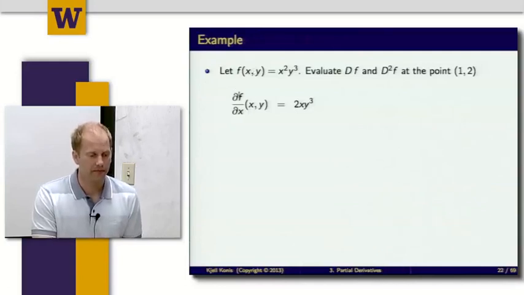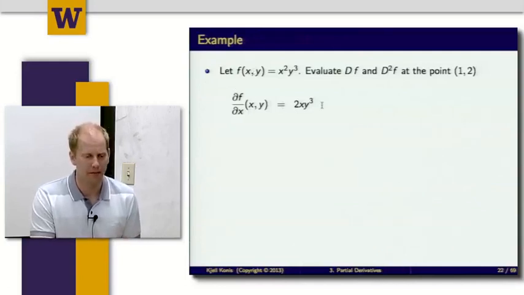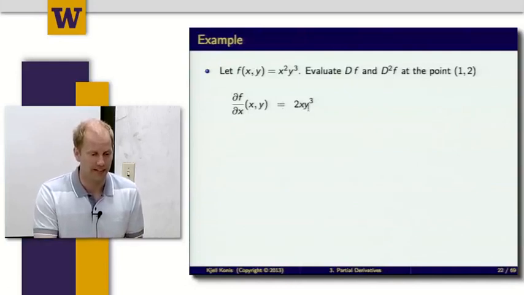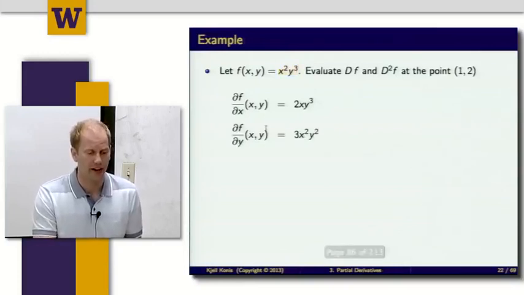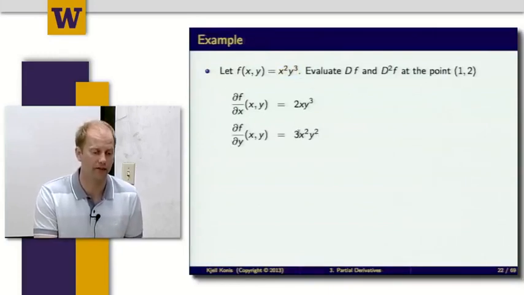So here I've just skipped most of the work. I think I just put the answers here. Some of these are really easy to see. The partial derivative of x squared y cubed with respect to x is just going to be 2xy cubed. It's also easy to see that the partial derivative with respect to y will be 3x squared y squared.